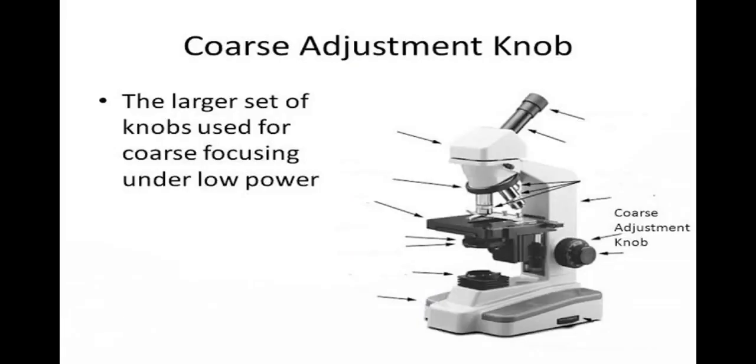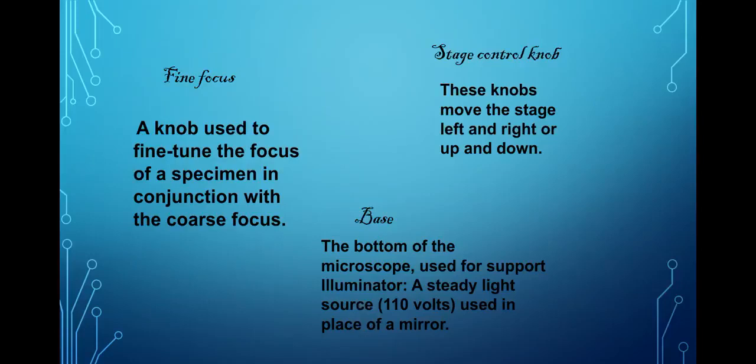So the next is the coarse adjustment knob. It is the larger set of the knobs used for coarse focusing under low power. Here is the illustration. Next, the fine focus. It is a knob used to fine-tune the focus of a specimen in conjunction with the coarse focus.